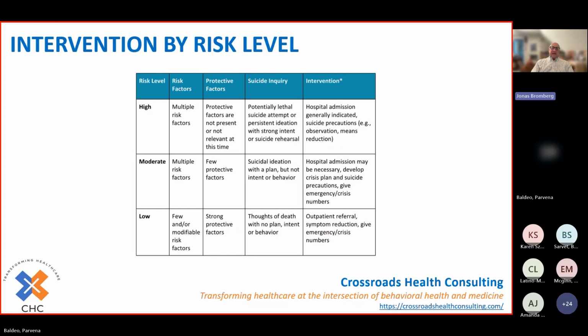So we've gone through this assessment. We've determined the risk level, as you can see on this table here. Each level of risk is associated with some level of intervention. I'm not going to spend a lot of time here. You can look at this afterward on your own, but generally that level of risk is going to guide what you do next, from making referrals, to whether some immediate intervention to secure the patient in a safer environment is needed in the event of a high level of risk. Next, please.